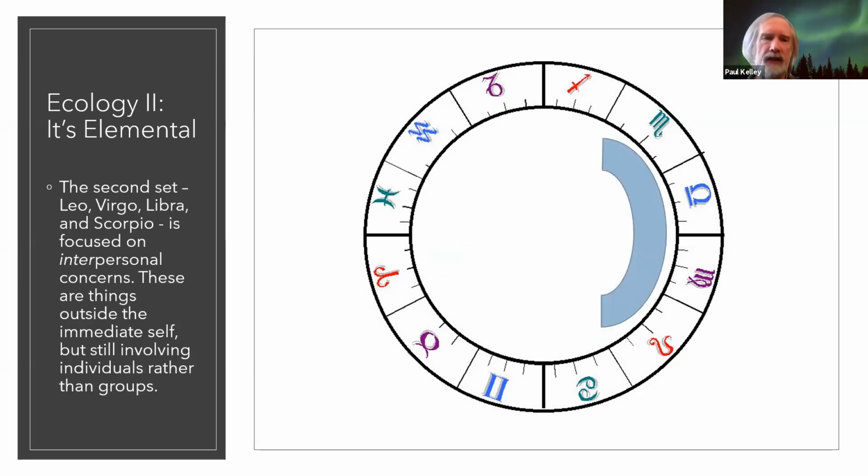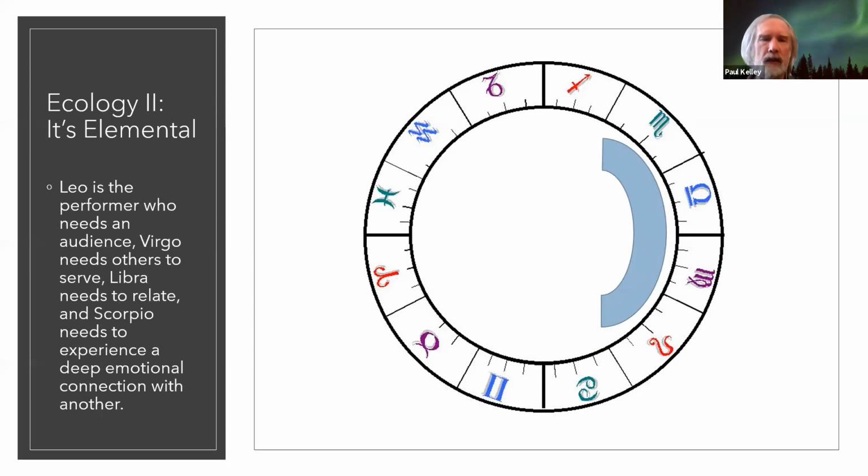When we go through the elements a second time, we're looking at interpersonal concerns. These are things outside the immediate self and its needs, but still involving groups of individuals rather than large groups, masses of people. So Leo is a performer who needs an audience. Virgo needs others to serve. Libra needs someone to relate to. And Scorpio wants that deep emotional connection through their experience of others.